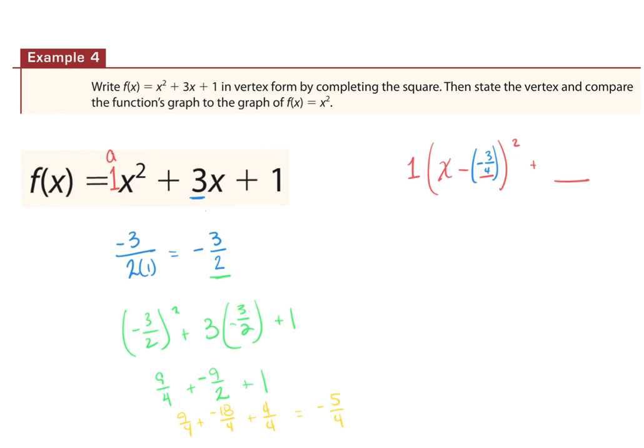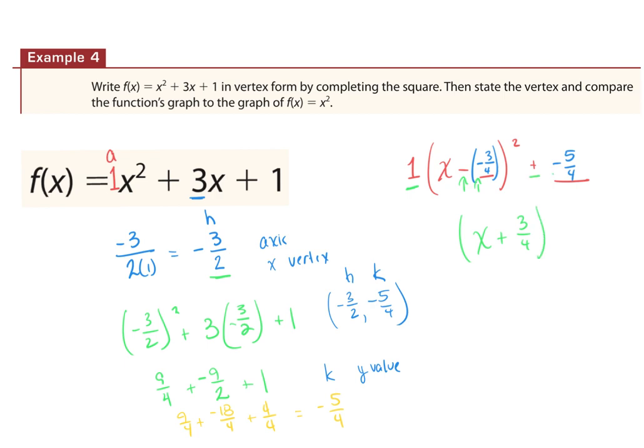So my h value is my axis of symmetry, how I find that, or the x value of my vertex. The k value is going to be the y value of my vertex. All right, so if I find my vertex, in this case, my vertex was negative 3/2, negative 5/4, I found my h and my k, and I just plug it in. Now I'm going to make this look a little prettier here. I don't need the 1. I wouldn't say minus, minus. I would say plus. And I wouldn't say plus a negative. I would just say minus.